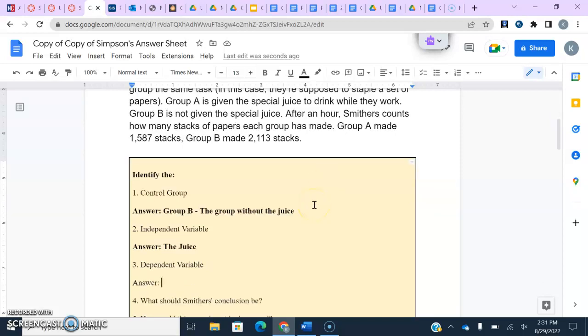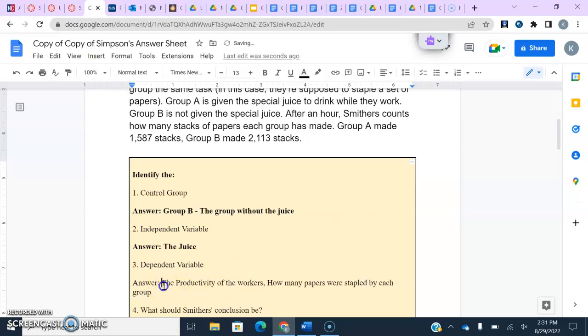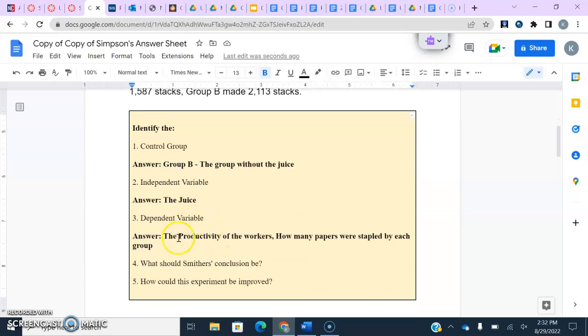Okay, so you could say the productivity, or you could say how many papers were stapled by each group. Okay, those are both the same thing. It doesn't really matter how you word it, as long as you understand that the dependent variable changes in response to the independent variable. So again, we're measuring if the productivity of the workers changes in response to being given the juice. So the juice is the independent, what we manipulate, and the dependent is what's being measured.